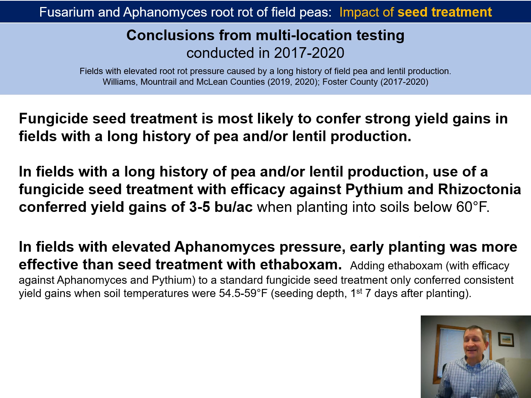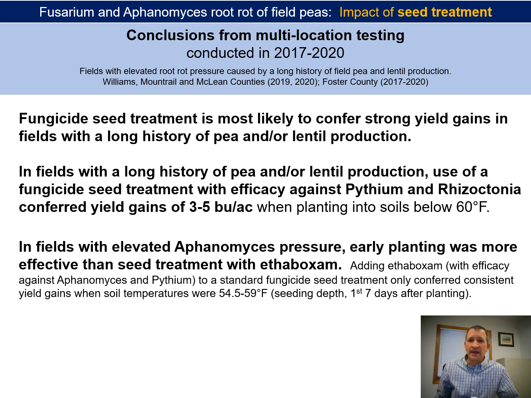Second, in those fields with a long history of pea and lentil production and elevated Aphanomyces and Fusarium pressure, we saw yield gains very consistently of 3 to 5 bushels when planting with a fungicide seed treatment into cold soils, where the average soil temperature was below 50 degrees Fahrenheit, average day and night in the first 7 days after planting. We saw very similar yield gain in that 50 to 55 degree soil range.